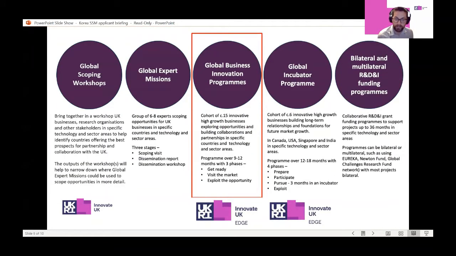Within the global team at Innovate UK, we have a suite of programs of support, ranging from global scope and workshops through to R&D funding programs. The Global Innovation Programme sits bang in the middle of those, and that's highlighted on the screen there. I won't dwell on this too much because I know Louise is going to cover the Global Business Innovation Programmes in more detail, but essentially we're recruiting a cohort of innovative, high growth businesses looking to explore opportunities, build collaborations and partnerships in specific countries and technology and sector areas. And that's obviously delivered by Innovate UK Edge.